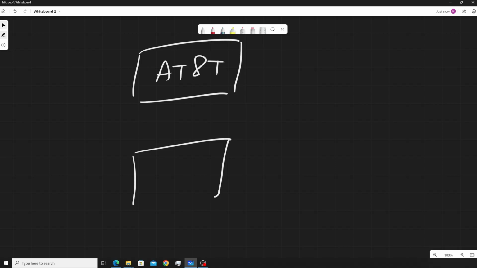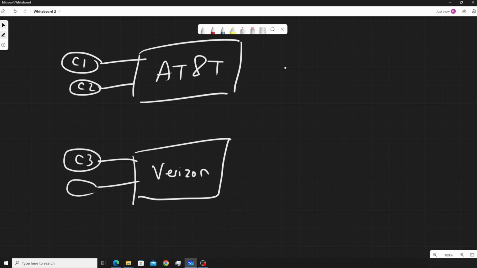Okay, so these are two very large multinational ISPs, and they have lots of customers. Let's say customer 1, customer 2, customer 3, and customer 4. And because they are large companies, they are very tightly coupled with each other. AT&T knows Verizon's network, Verizon knows AT&T's, at least their edge network. Okay?